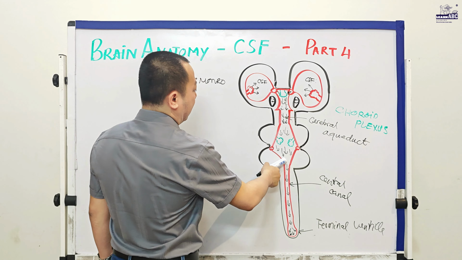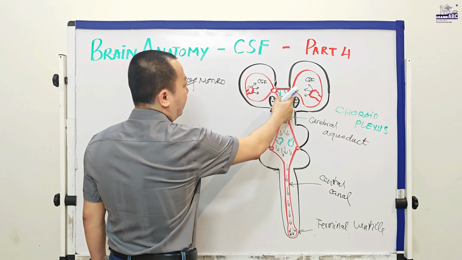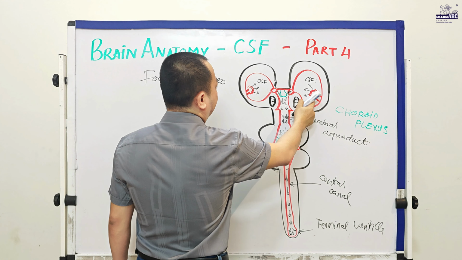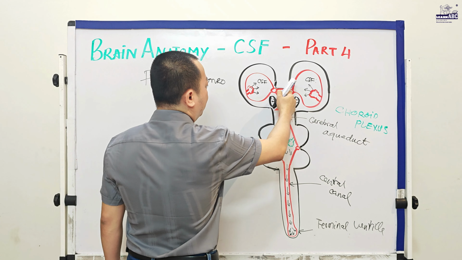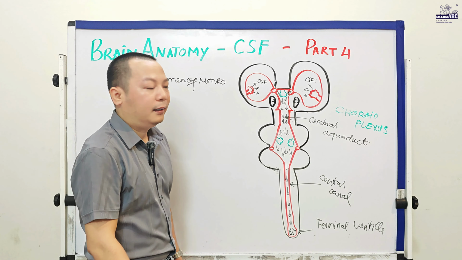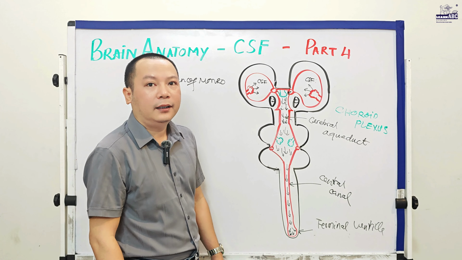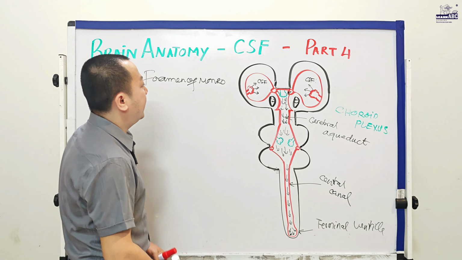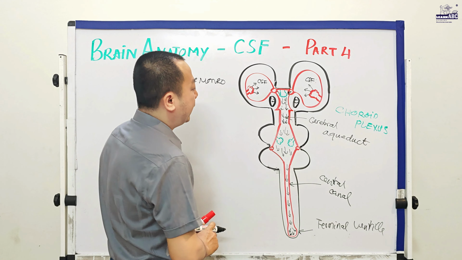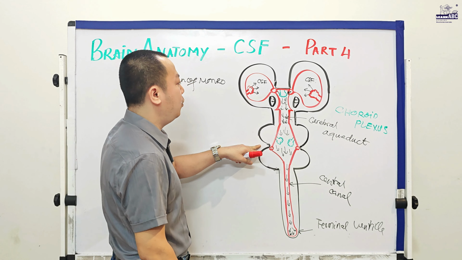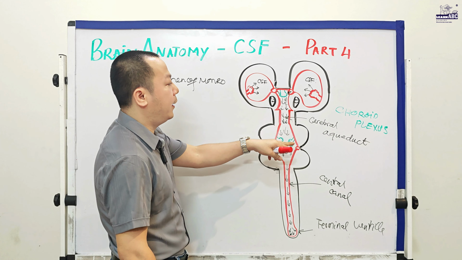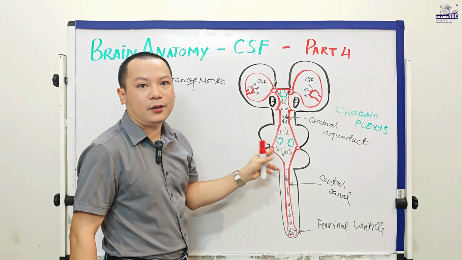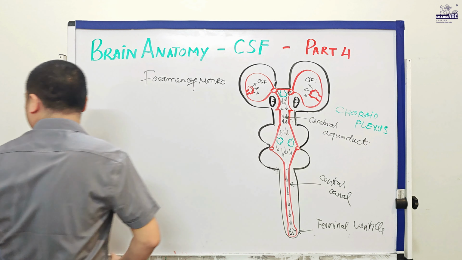So you already know how the CSF is produced in the lateral ventricle, and then how it moves to the third ventricle, then comes to the fourth ventricle, and then comes to the central canal, right? Now we will look at the exact point, where the CSF will go out of the central nervous system. Let's see.